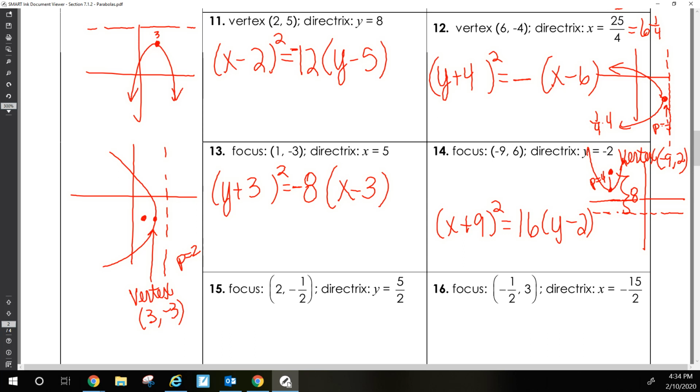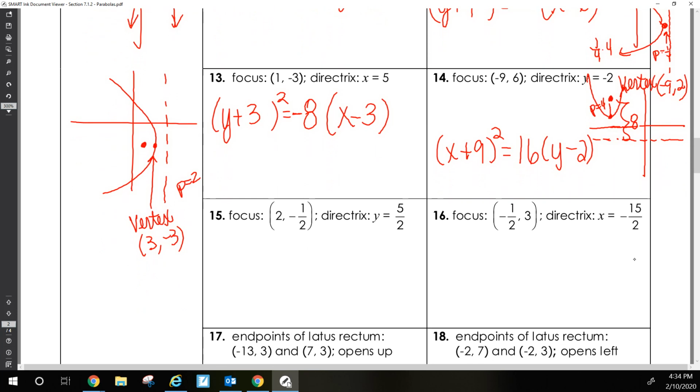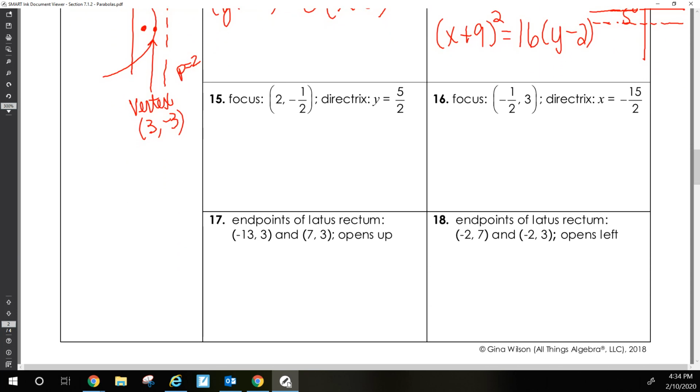All right, that's going to leave us 15 through 18. Unfortunately, I don't have time to finish this tonight. I've got to get to an appointment for my child. So we will finish this up tomorrow night in one last video. Feel free to ask me questions about it tomorrow in class.